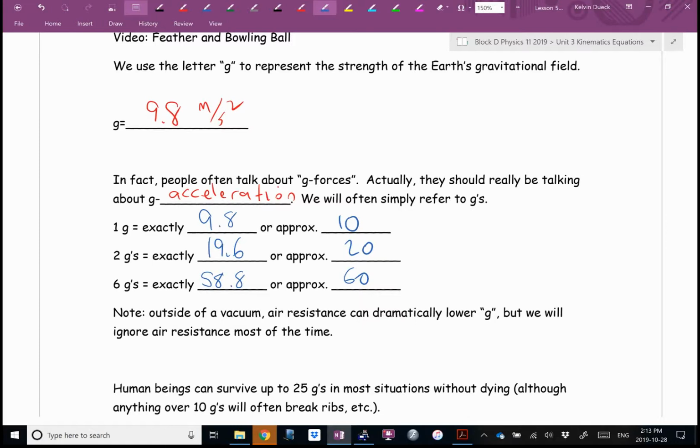If you are experiencing 5 Gs, what that means is it's the equivalent of 4 of you dogpiling on yourself. Mr. Dueck, you said 5 Gs. How come you said it's the equivalent of 4 of us dogpiling on myself? All of you are pulling 1 G right now at all times because you're on the earth. You pull 1 G naturally.